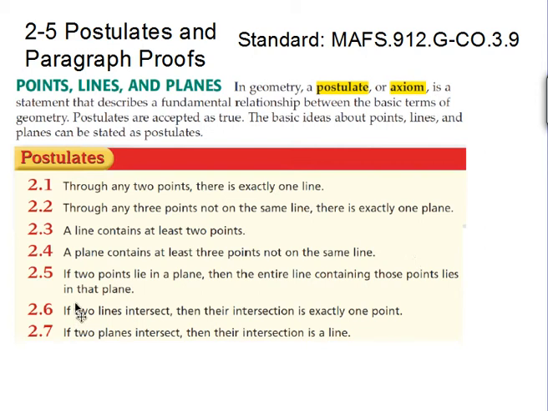A plane contains at least 3 points not on the same line. If 2 points lie in the plane, then the entire line containing those points lies in the plane, which is true. Remember, 2 points make a line, so that line and any points on that line would be on the plane if those 2 points are in the plane itself. If two lines intersect, then their intersection is exactly 1 point. If two planes intersect, then their intersection is a line. We went over those.